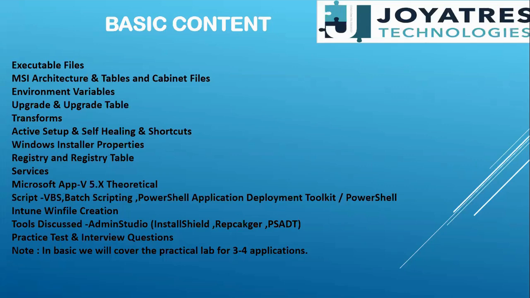Then in the basic content, we will be dealing with the scripting part. We will be dealing with three types of scripting here. First is VBS, which is Visual Basic Scripting. Then is batch scripting. Then is the PowerShell App Deployment Toolkit and/or PowerShell. These are the scripts we will be covering, and it will be basic scripting. Then, as we know that Intune has already come to the market, and being a packager, we have to create an Intune Win file.